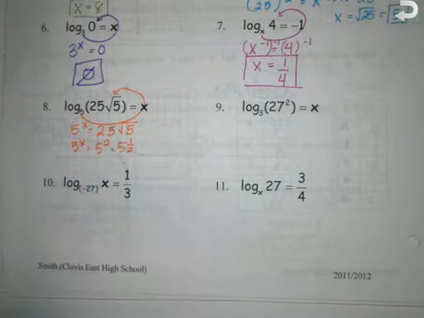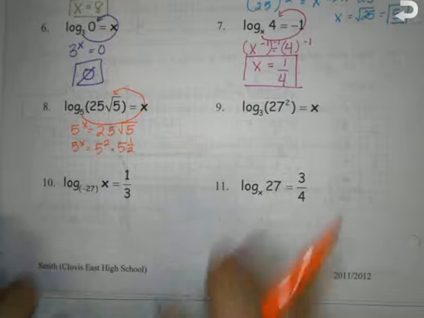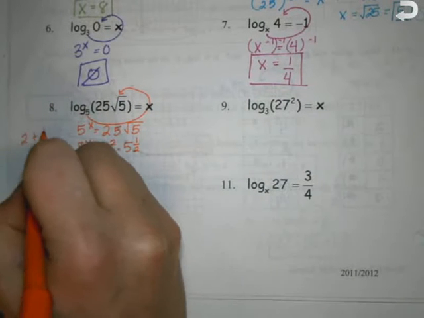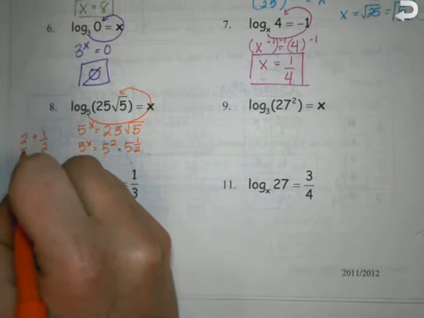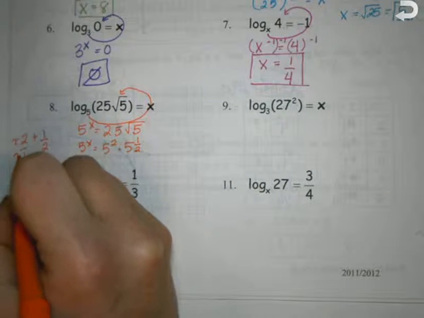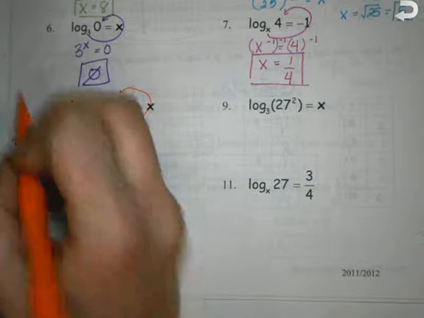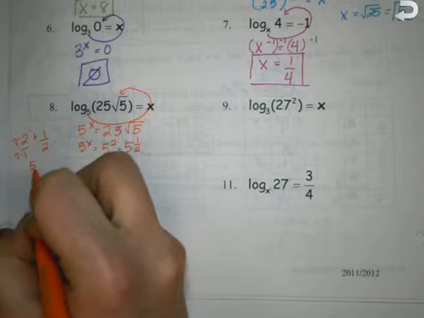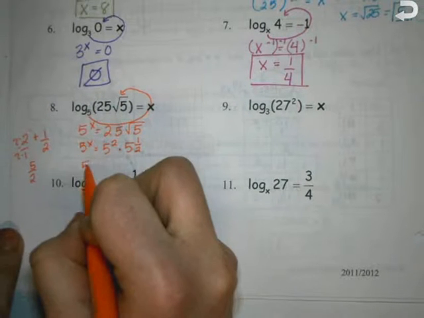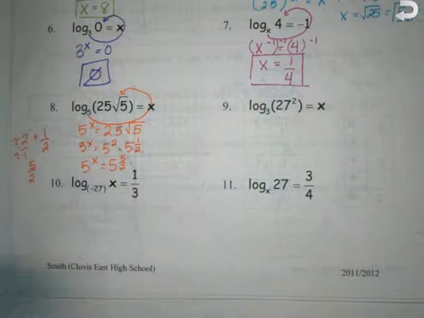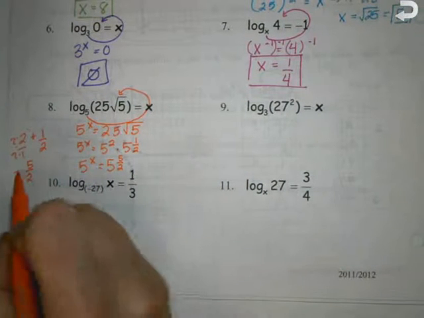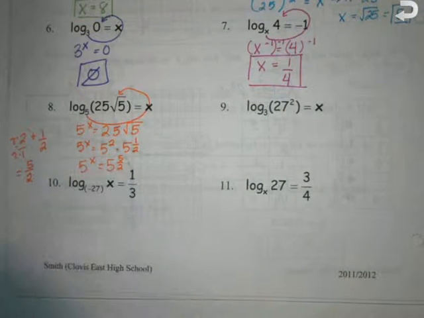Okay, what do I have to do with those exponents still? I need to add them. So what is 2 plus 1/2? If I multiply both sides by 2, this is going to be 4/2 plus 1/2, which gives me 5/2. So this is 5 to the x equals 5 to the 5/2. Right? So x equals 5/2.